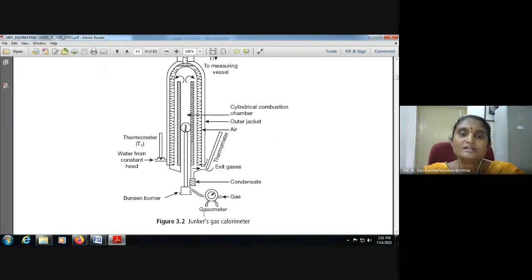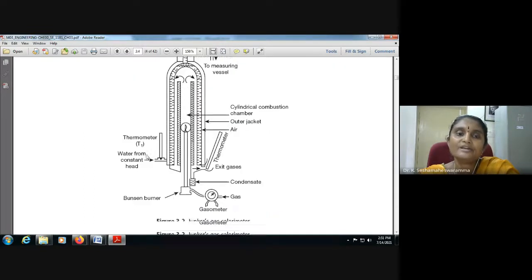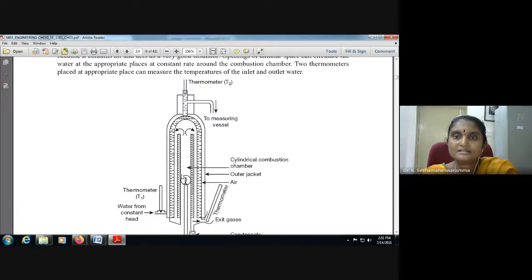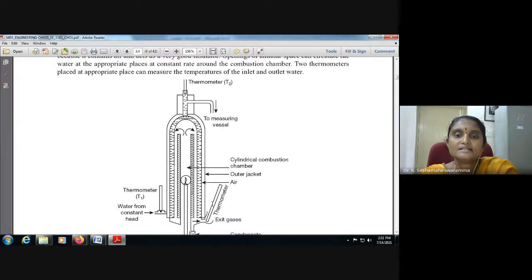This is the gasometer, which measures the volume of gas flowing in a particular time. Combustion of fuel is carried out by a Bunsen burner. This is the Bunsen burner. With this we are heating the gas. The combustion chamber is surrounded by an annular water space. This is the annular water space.